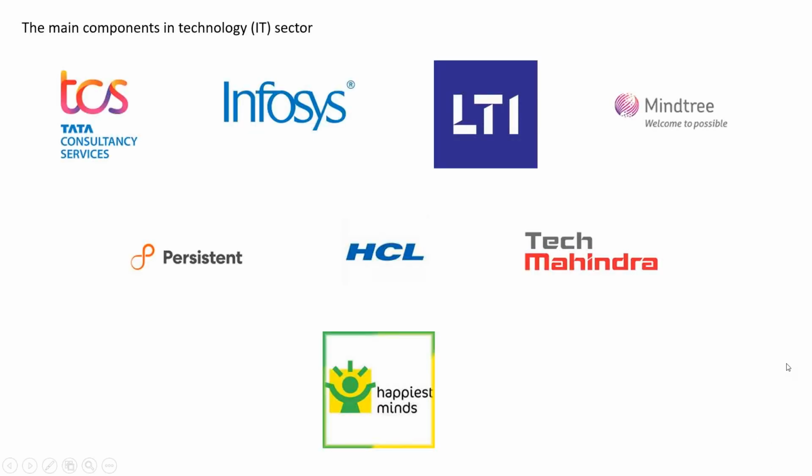Moving forward, the main components in the technology IT sector: TCS, one of the largest companies in India. Then Infosys, these two have been around for a very long time. Then LTI, also a large IT company. Mindtree and LTI are expected to merge to become an even larger company. Then Persistent Technologies, HCL, Tech Mahindra, Happiest Minds. These are just a few names. There are a lot of other companies, Wipro and others, which form this large IT sector.